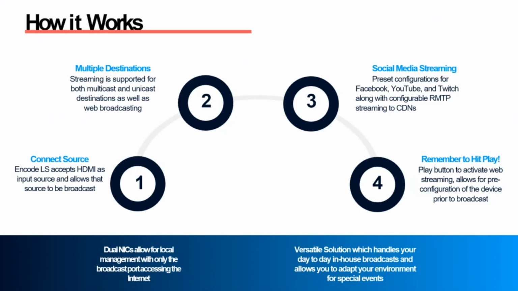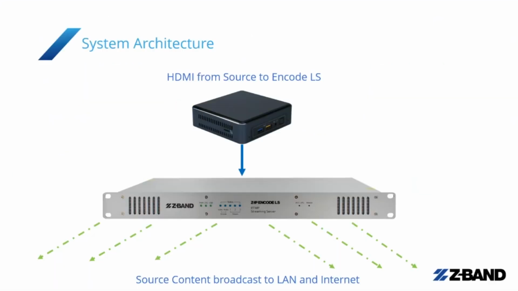And we actually recommend you do it that way in a multicast environment because you don't want to get all that multicast flooding into the management NIC. But it's really nice in that it allows you to only expose the NIC that needs to be broadcasting out to everything else. And so the architecture ends up looking really simple, right? We're going to take HDMI from our source into the Encode LS. And the Encode LS is going to broadcast out to our destinations. And once we have that set up and configured, it's a nice, simple, straightforward, easy thing to take care of.